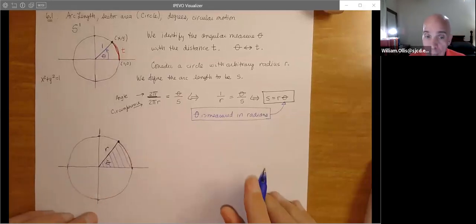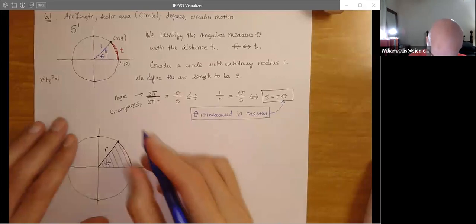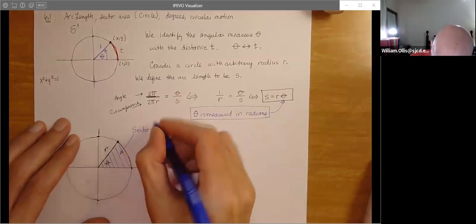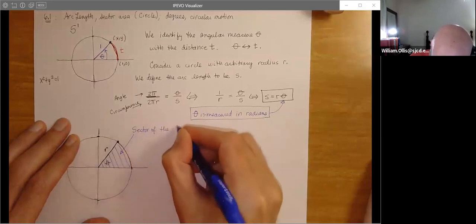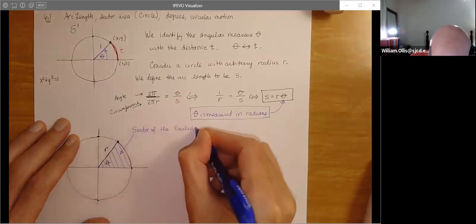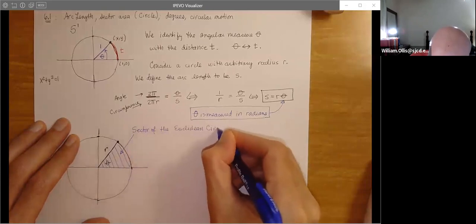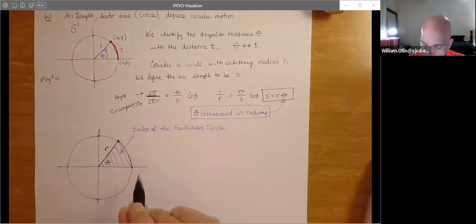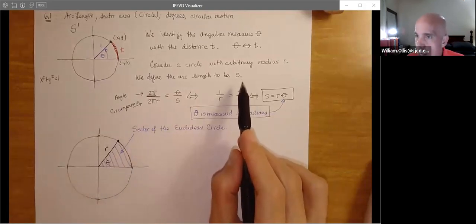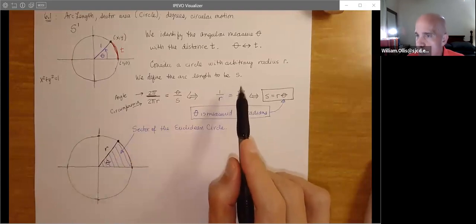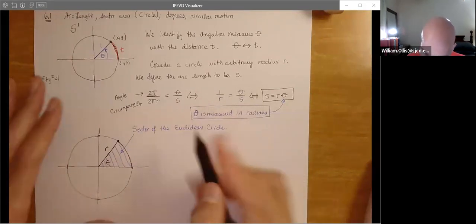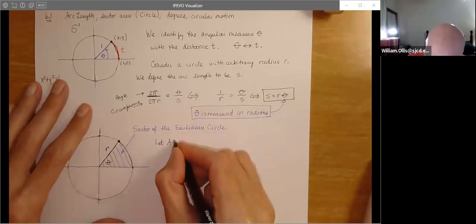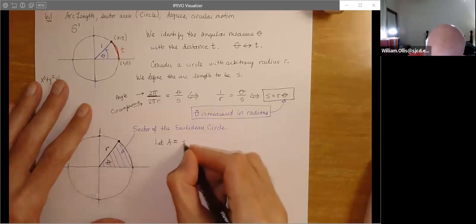So what we want to think about now is a sector area. That is, we call this sector of the Euclidean circle. So if we look at this, we're thinking, okay, we use the letter S for arc length. What do we use for sector area? Well, usually we call it A. So we'll just say let A equal sector area.